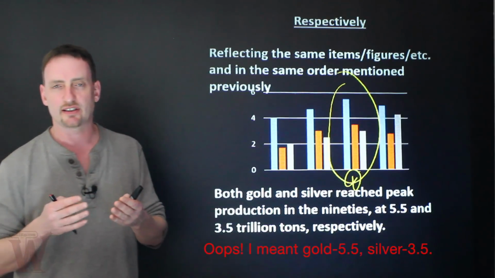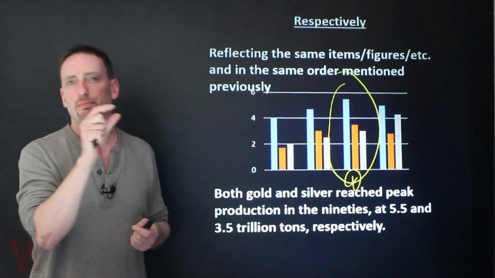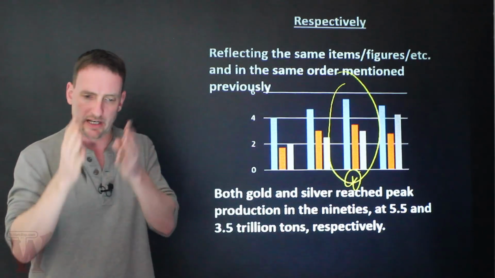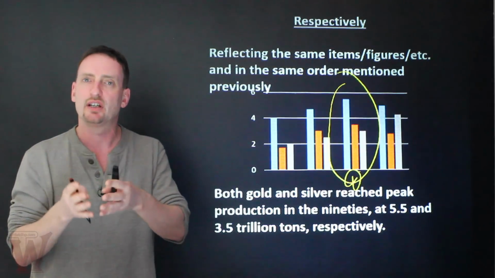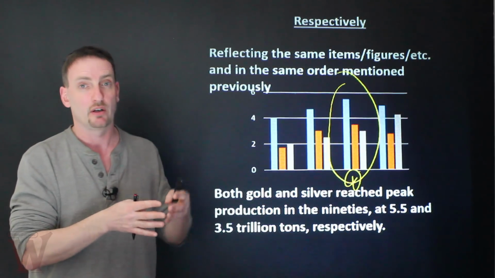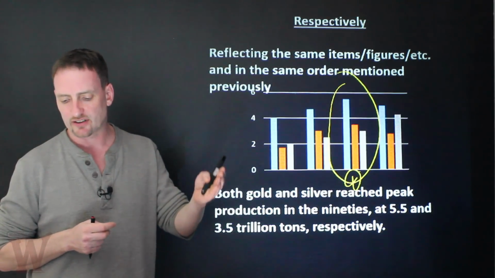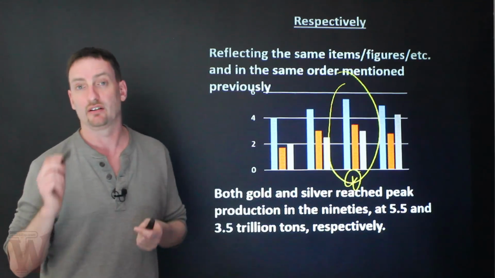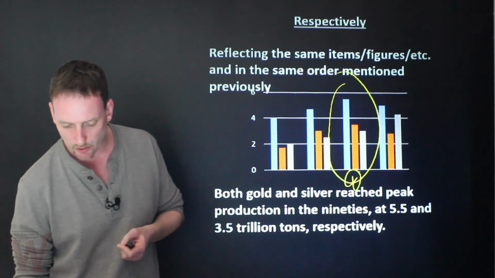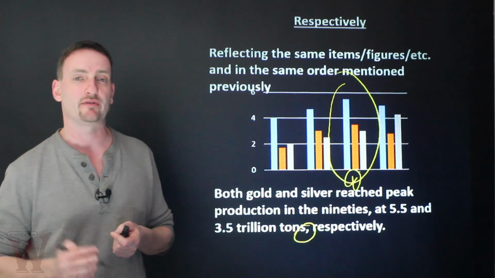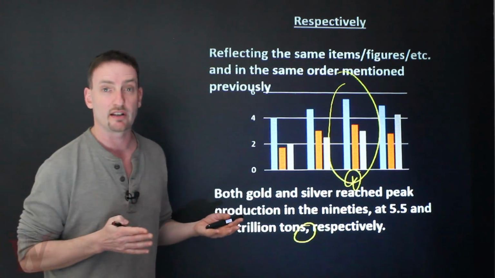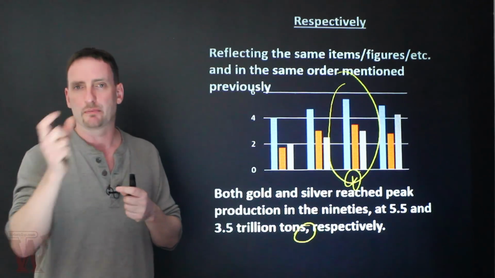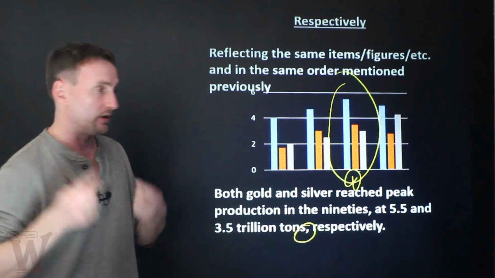Now the reason I want to do this is so I don't have to say trillion tons twice. I can say it once. Make sure that you know that the order I'm giving you the numbers is the same order as the items I'm talking about. Gold first, 3.5, silver second, 5.5. Another thing, and a lot of people forget this, notice I have the comma before respectively at the end of the sentence, or even the middle of the sentence, because you're separating it. To show it respectively, I'm showing you that the numbers and items match in order when you have a list.